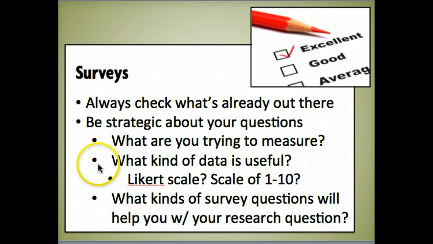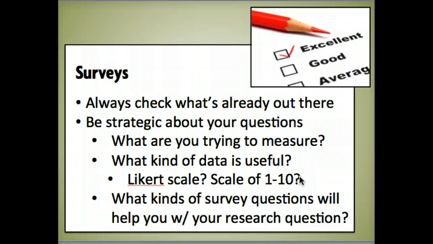Related to that, you need to figure out what kind of data is going to be useful to you. Do you want to use a Likert scale? That's usually a 5, 7, or 9-point scale that encourages you to answer questions with answers like excellent, good, average, poor, very poor, or very satisfied, satisfied, neutral, not satisfied, very unsatisfied. You get a range of options with some sort of equidistance between each of those options. You might also ask on a scale of 1 to 10. You might ask questions where people rank order specific kinds of information.